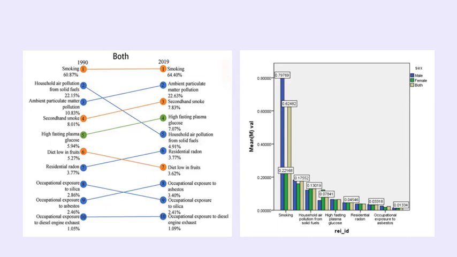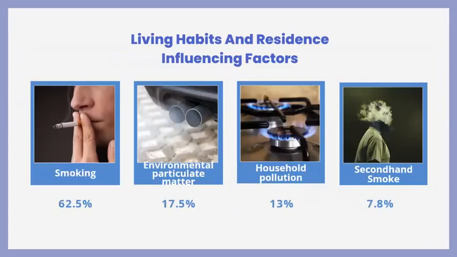Household air pollution caused by solid fuels dropped from 2nd place in 1990 to 5th place in 2019. No matter how other factors change, smoking always ranks first. The graph on the right includes the average death rates for each factor from 1990 to 2019. So, from the average incidence of lung cancer from 1990 to 2019, the top 4 causes of lung cancer death in China were smoking, environmental particulate matter, household pollution from solid fuel, and second-hand smoke. Here are their respective ratios.